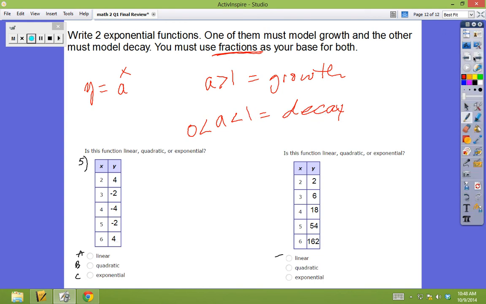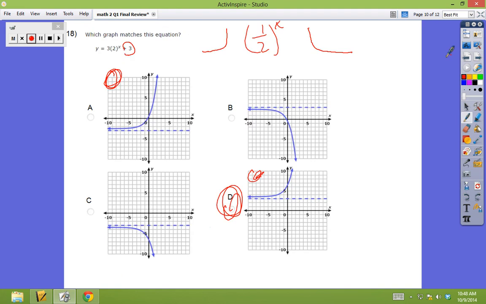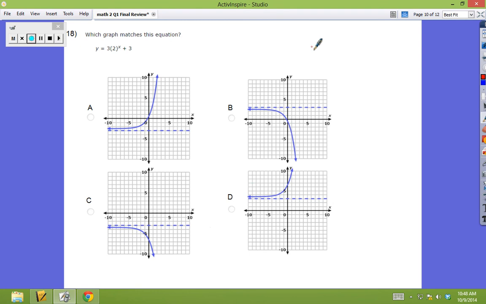Okay, now let me go back here. So we should have done this. You've got to remember that if this was a negative 3, if you have a negative out here, it flips it upside down. So it's a growth, so it looks like this. The plus 3 moves it up 3. So 1, 2, 3, so it looks like this. But the negative would flip it upside down, so then it would look like this. It would just be flipped right over, you kind of flip it over the x.